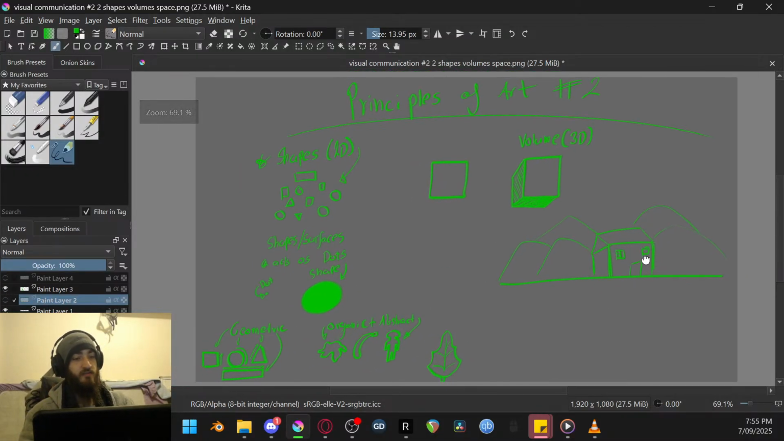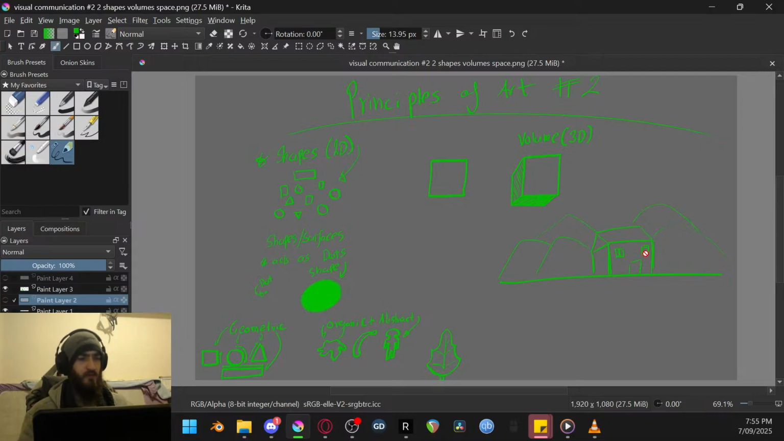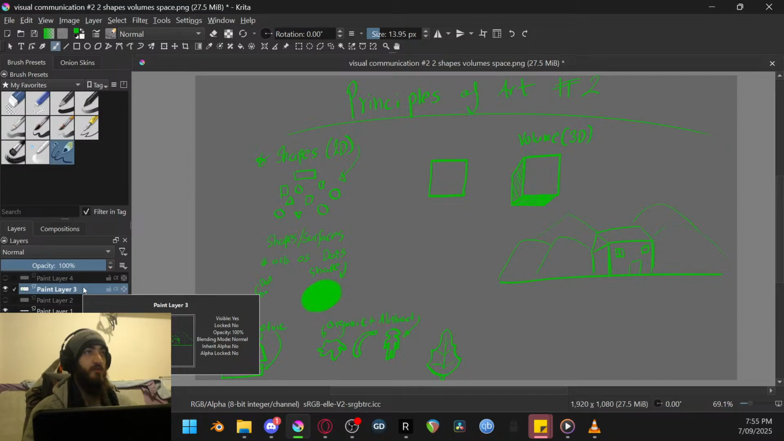The next thing is shapes. They are, to be more specific, 2D shapes or surfaces, because they're flat, and sometimes they can act as dots. A dot is usually just the focus point, but if a dot gets big enough, it can be perceived as a shape.